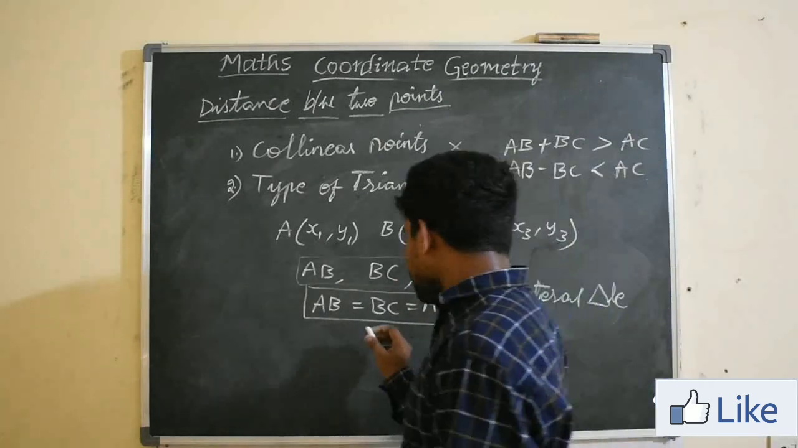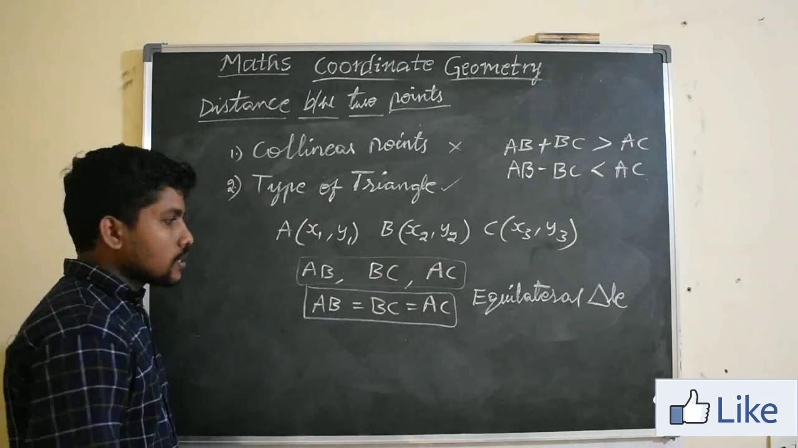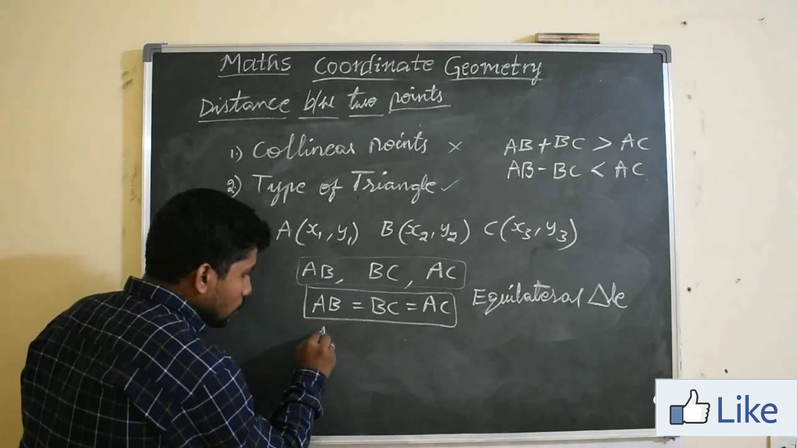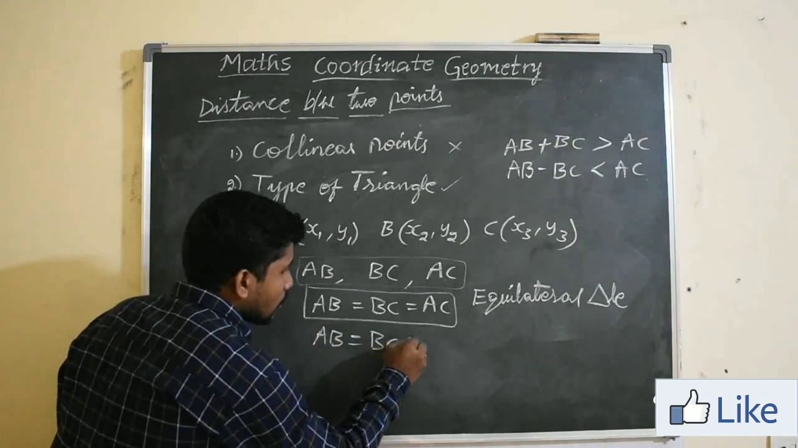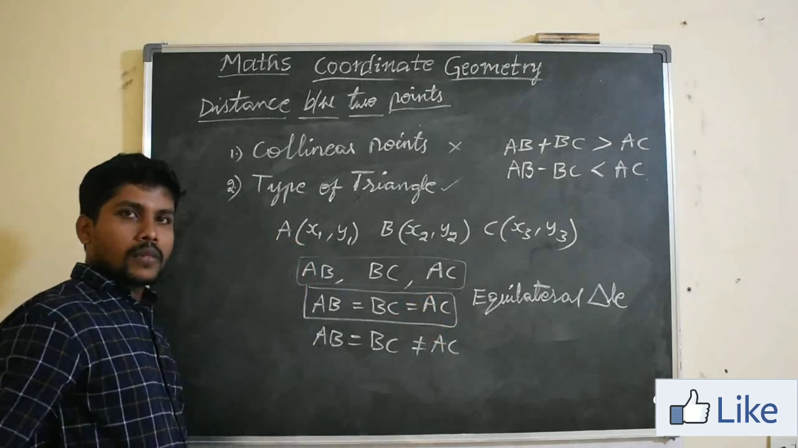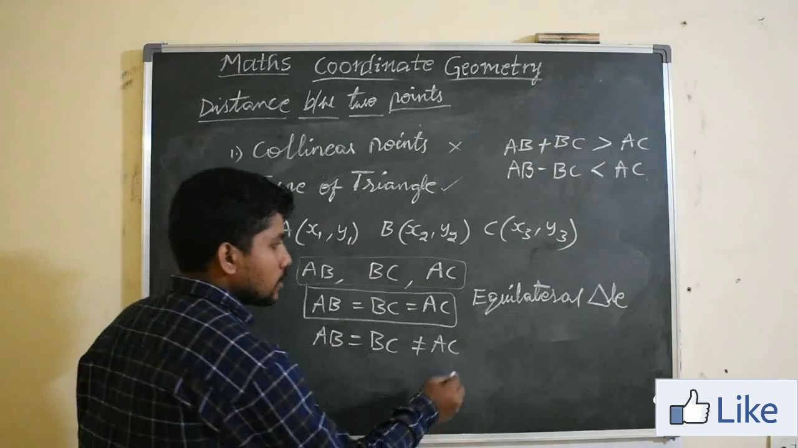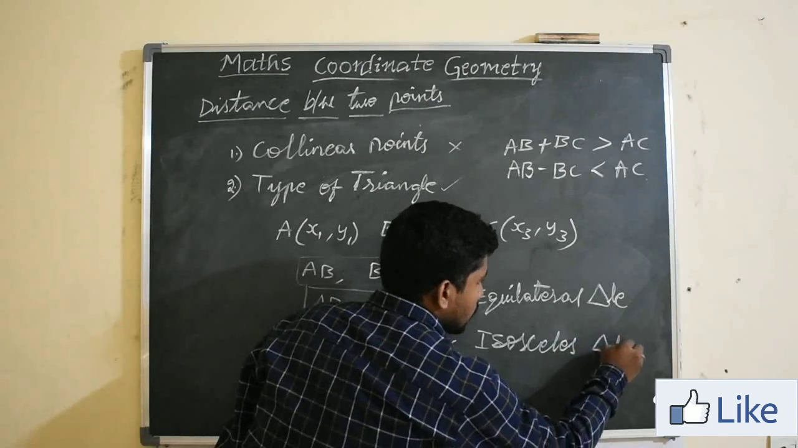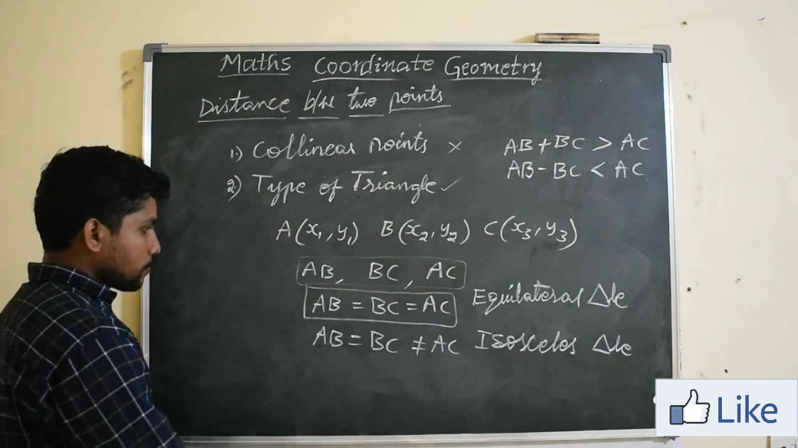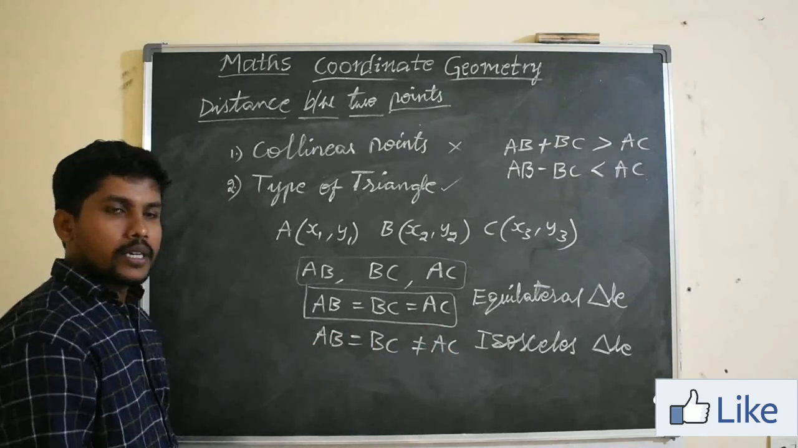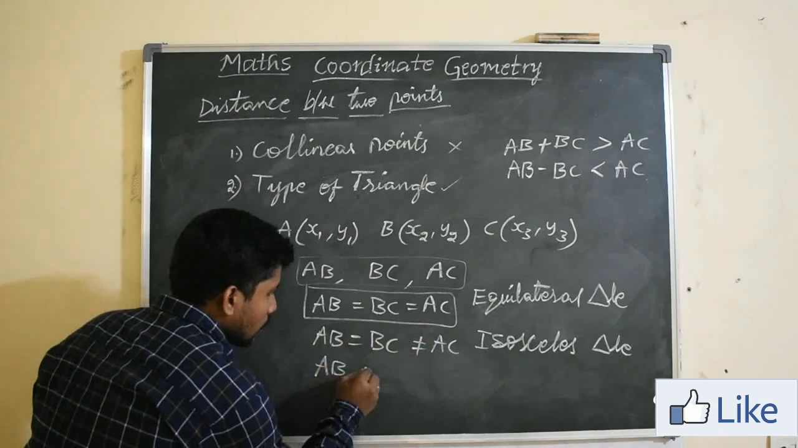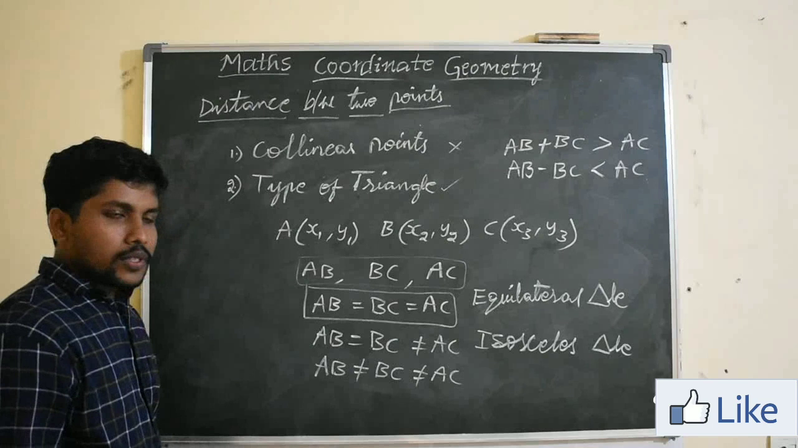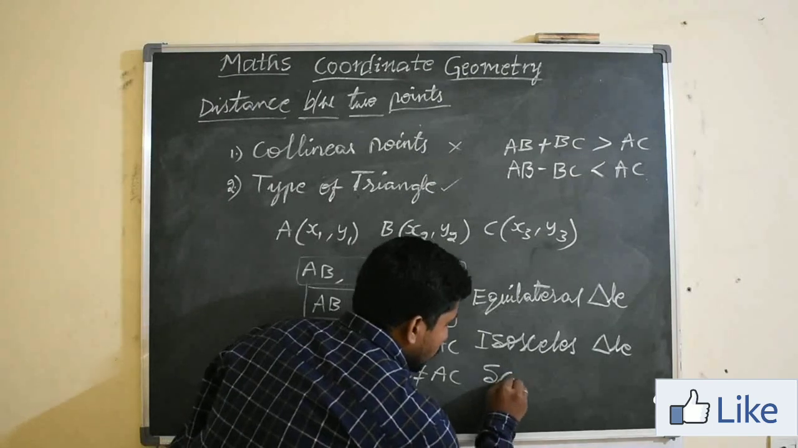So our question is, if these 3 points form a triangle, then how do we identify which type of triangle it is? After finding all three distances, if all three distances are equal, then it is called an equilateral triangle. If only two sides are equal and the third one is not equal, it is called an isosceles triangle. If all three distances are not equal, it is called a scalene triangle. AB is not equal to BC, not equal to AC.